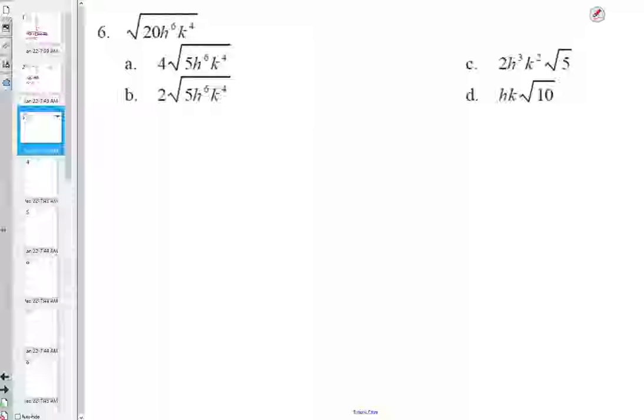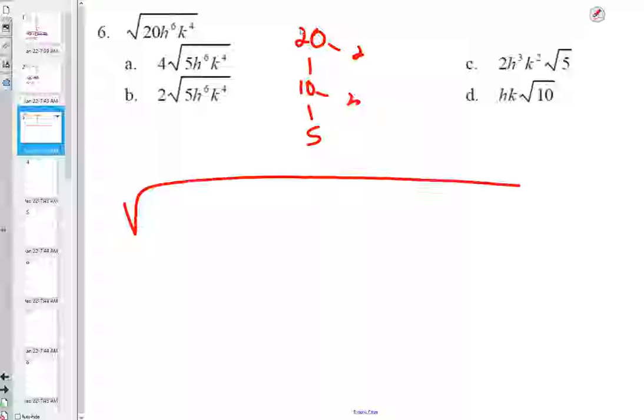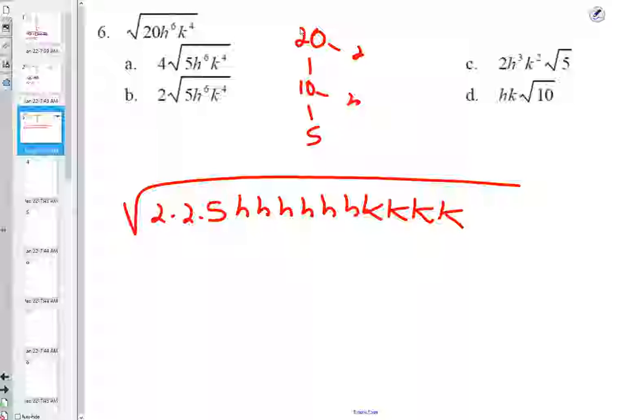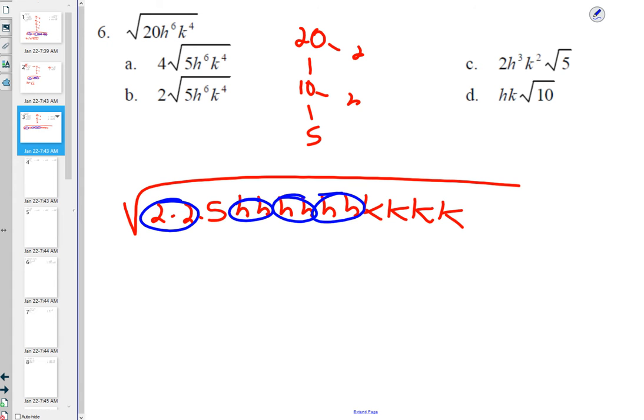Hey, more letters. 20 is also a pretty short tree. It's just 2, 2, and 5. So 2 times 2 times 5. H, H, H, H, H, H. K, K, K, K. I can bring out a 2, and 1, 2, 3 H's, so there's a 2, H to the third, K squared. The 5 had no friends.